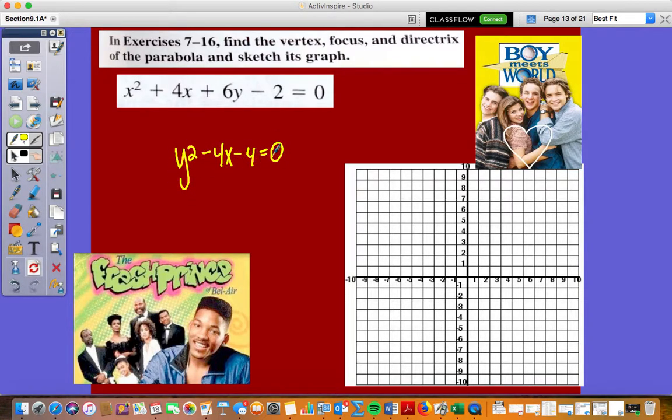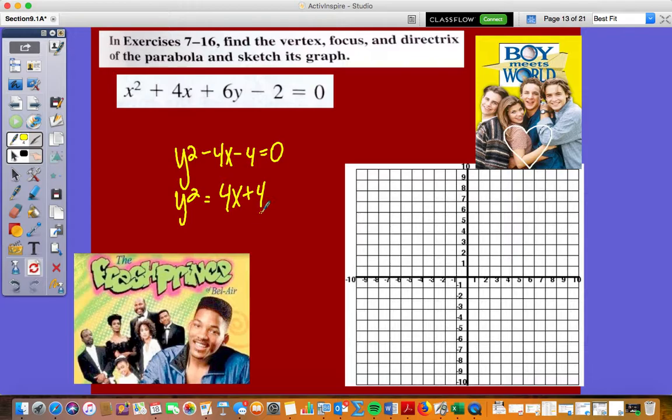So our goal is to get whatever variable is squared on one side, right? So this would be y squared equals, and then we move everything over, so 4x plus 4. Then I factor out the right side, and if I can, factor out the left. But the left is by itself, so we're good.